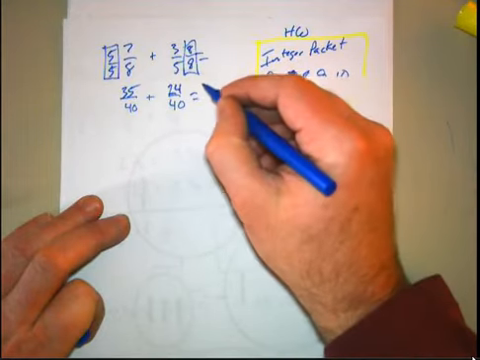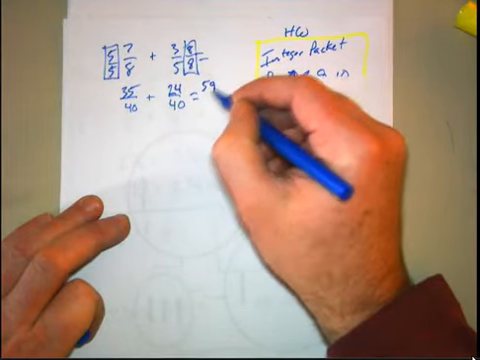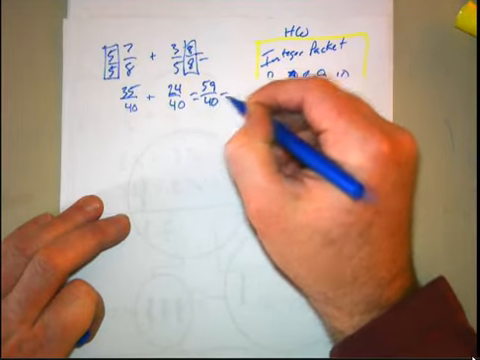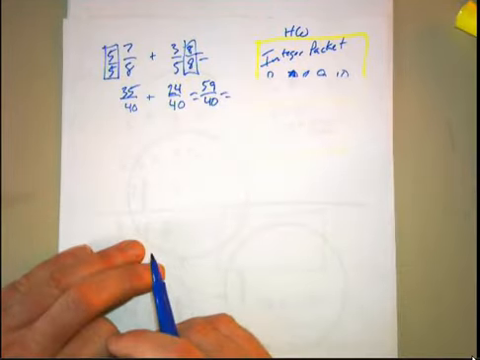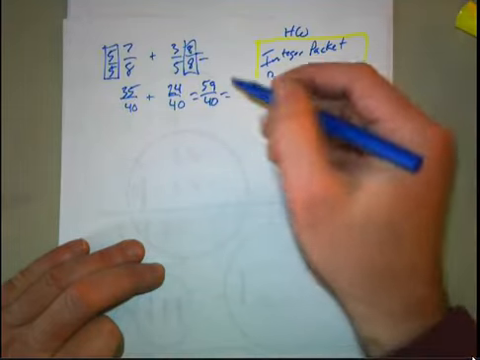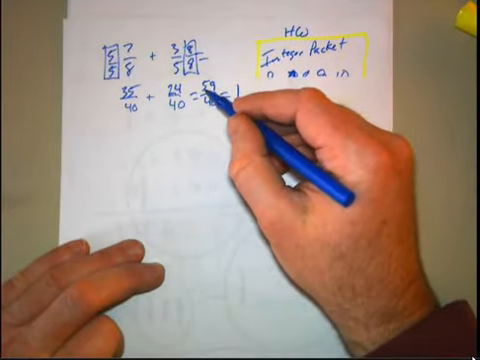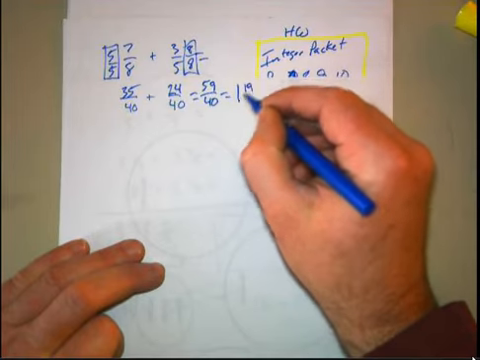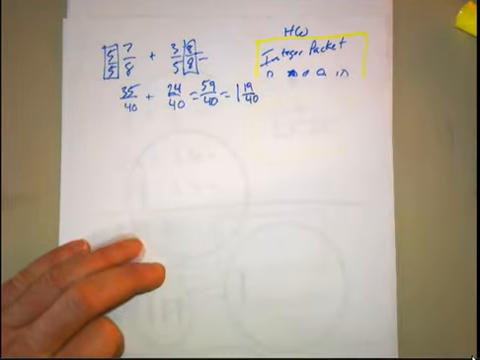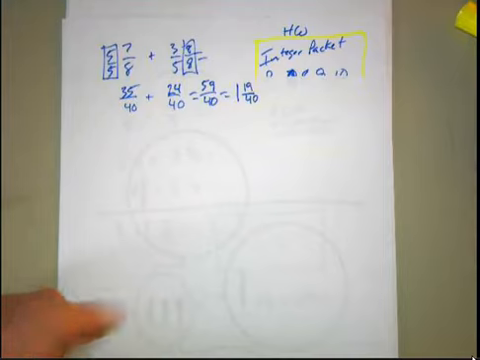35 plus 24 is 59/40. 59/40 is an improper fraction. Take out one whole. 40 pieces make a whole, which leaves 19/40. 1 and 19/40.